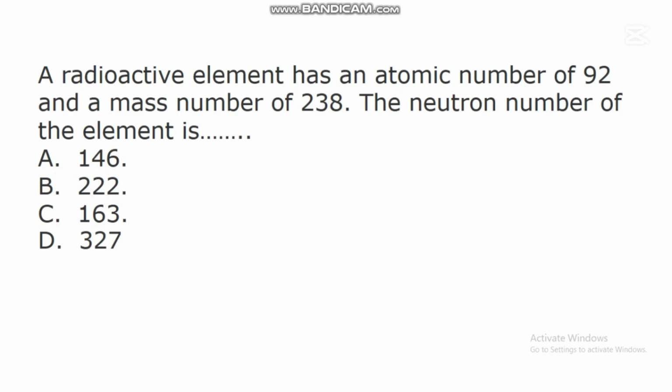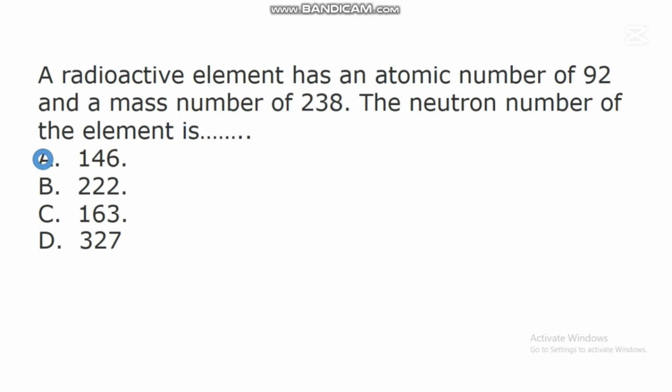The next question says, a radioactive element has an atomic number of 92 and a mass number of 238. The neutron number of the element is dash. A. 146, B. 222, C. 163, D. 327. In this question, the correct answer is A. 146.